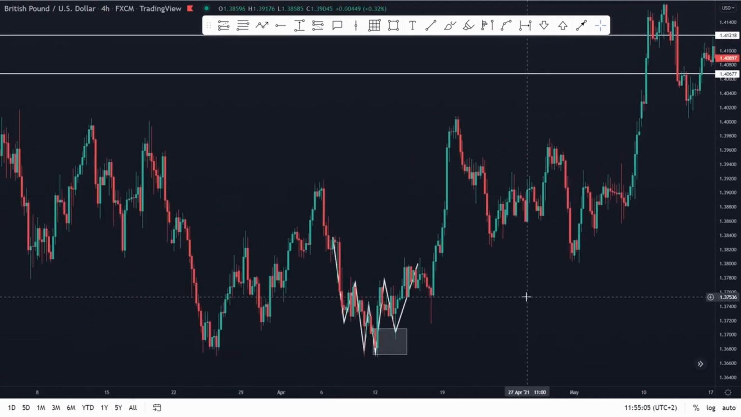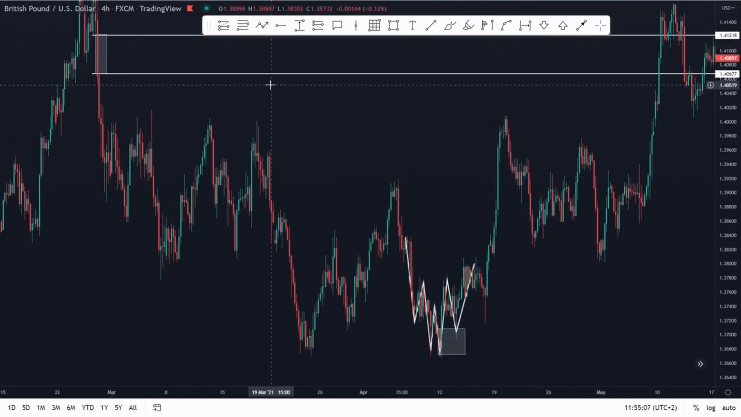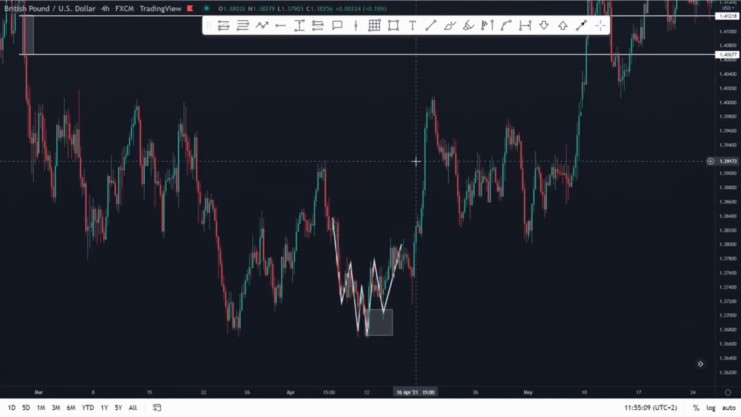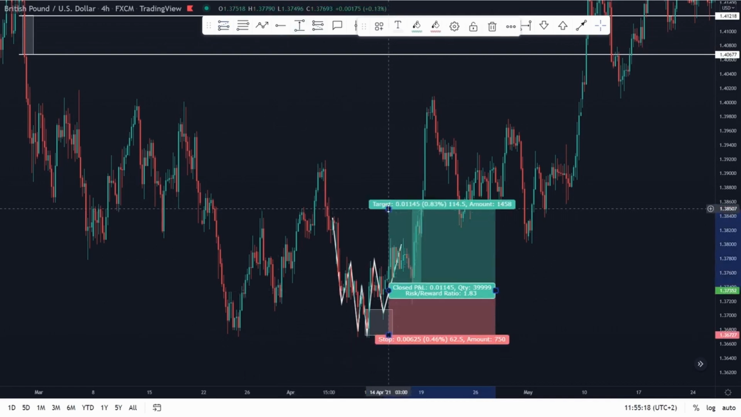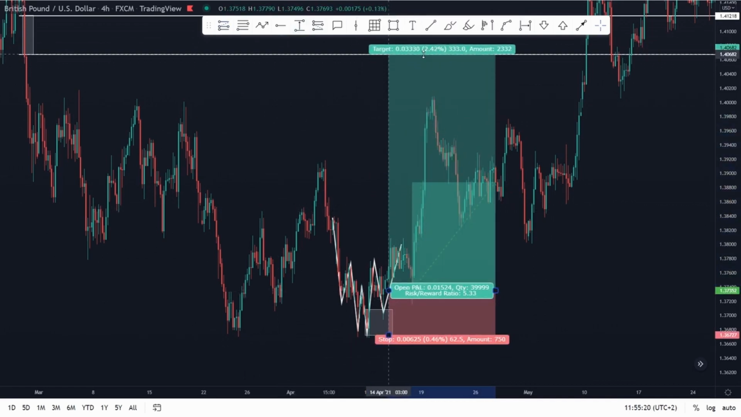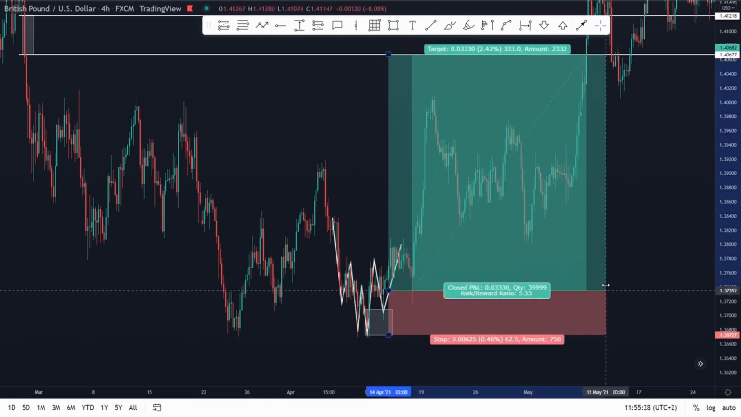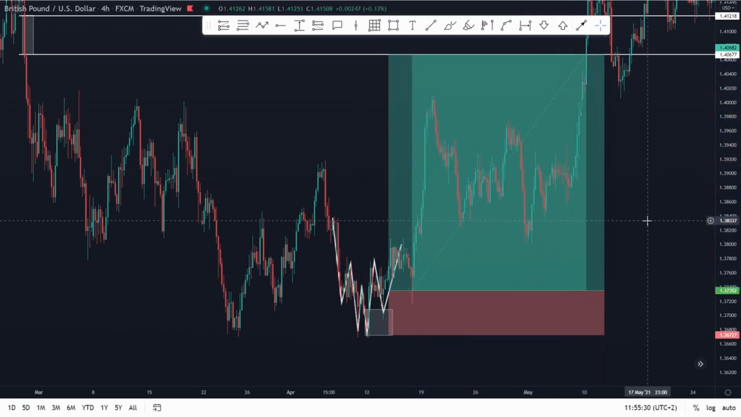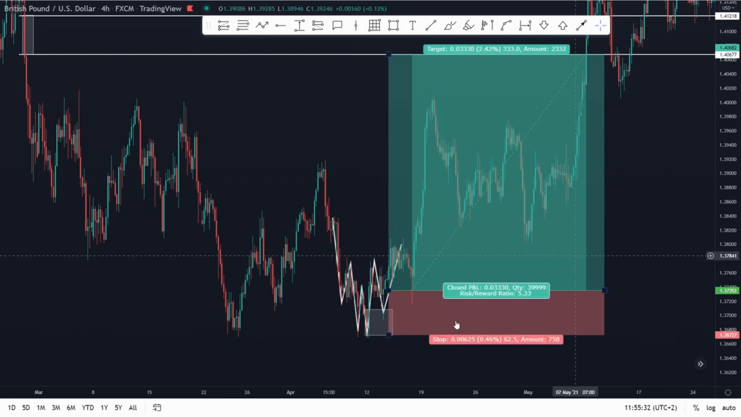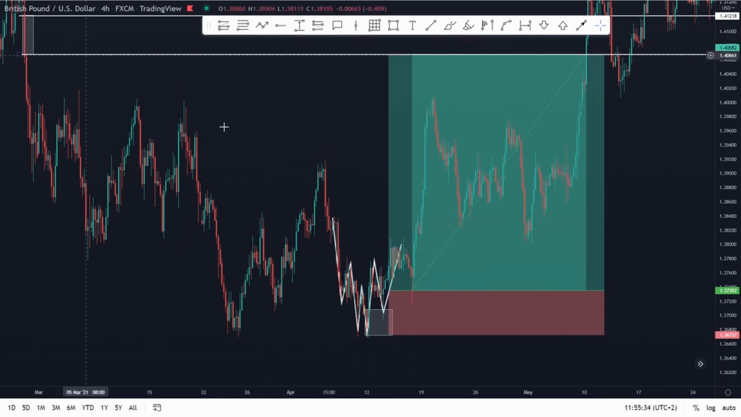Then we target the previous imbalance. So meaning our trade setup will be something like this. Our stop loss below, and then that is 1 to 5 risk to reward. Never use 1 to 1 because you'll eventually blow your account. As you can see, this is very easy to identify an imbalance in the market.